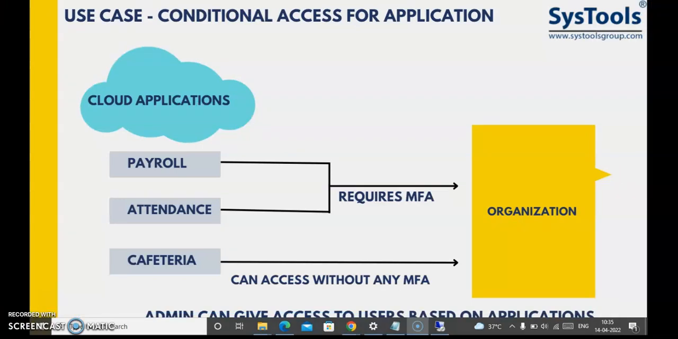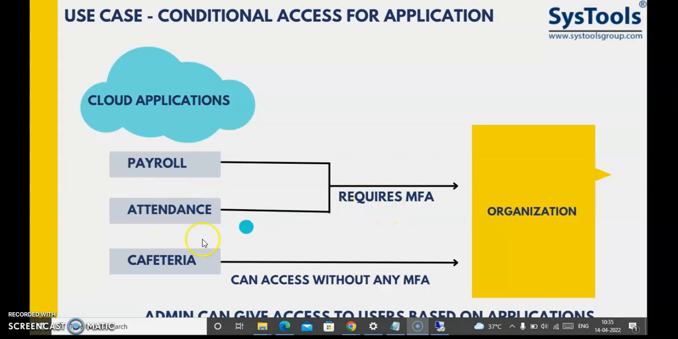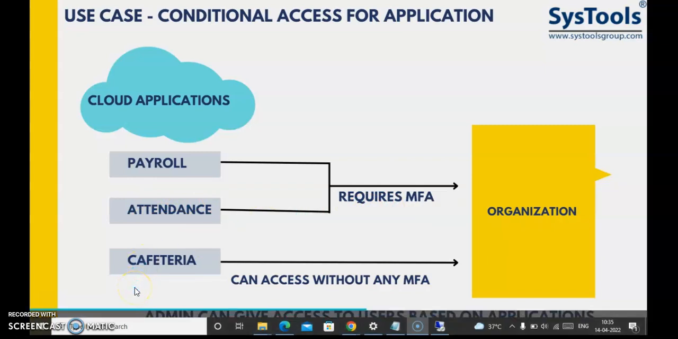The organization may have many cloud applications, and not all of those applications may require an equal kind of security. For example, the payroll and attendance applications may require multi-factor authentication, but the cafeteria probably not. Accordingly, the administrator can choose to exclude a specific application from the policy. The admin can also give access to users based on applications, for example an end user who can access only Office apps and cannot upload or download any data from SharePoint and so on.